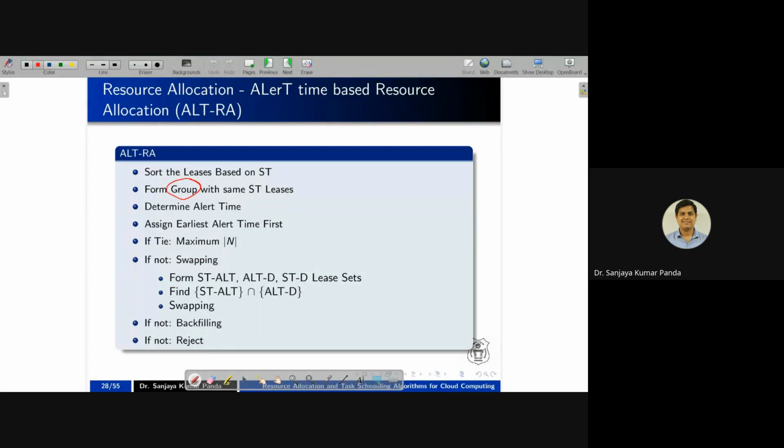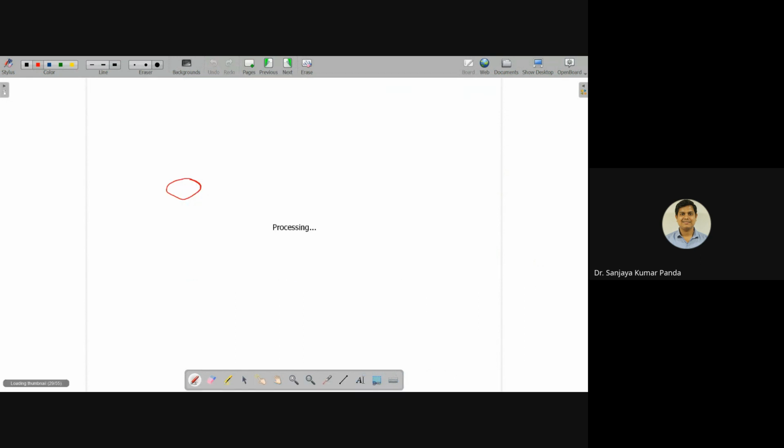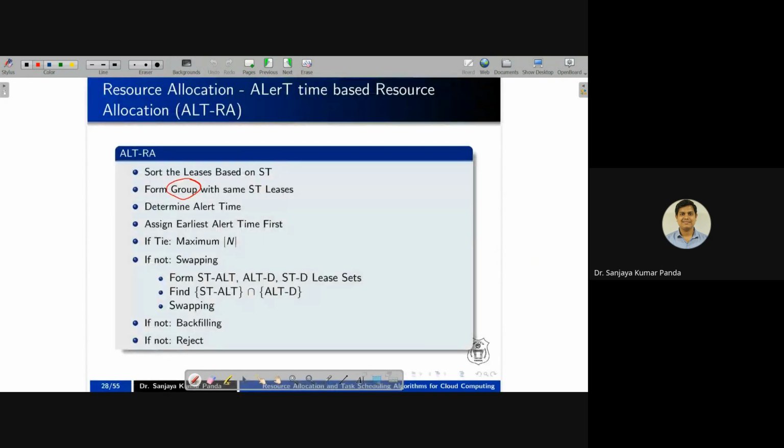Then assign the earliest alert time first. So if you see in the first group, these are the alert times. After calculating alert time, you found L1 and L4 have the earliest alert time, that is 9:50. So first you need to assign L1, then L4, then L2, then L3. In this order, you are going to assign.